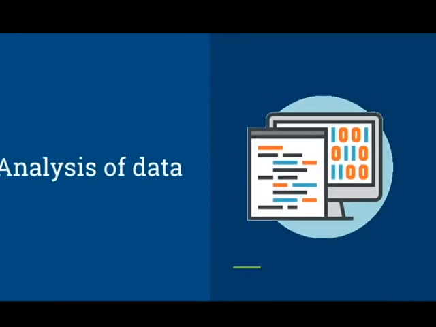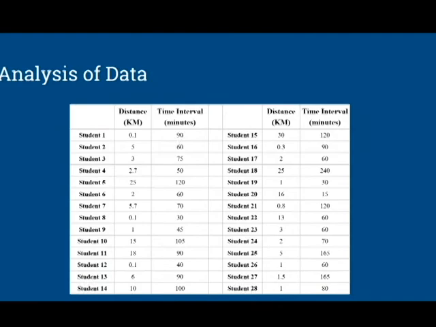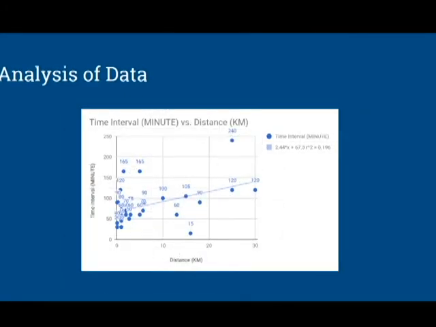For the analysis of the data, we use the data collected from the survey, then we put it in a table. After that, we create a scatter plot, setting distance as our independent variable and time interval as our dependent variable. Then we find the line of best fit equation, a trend line.